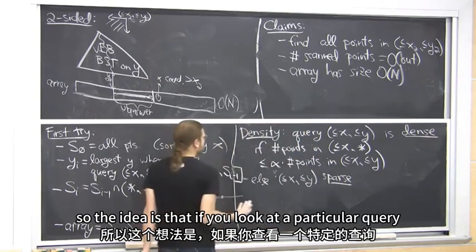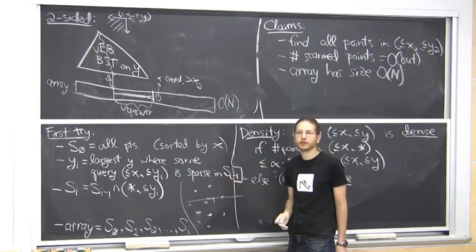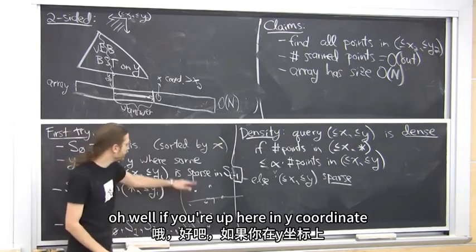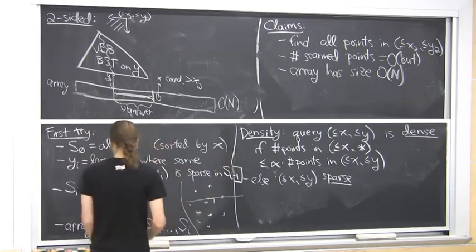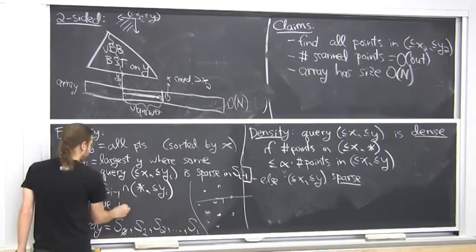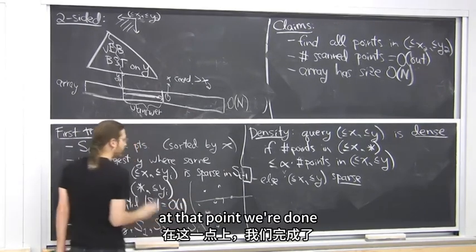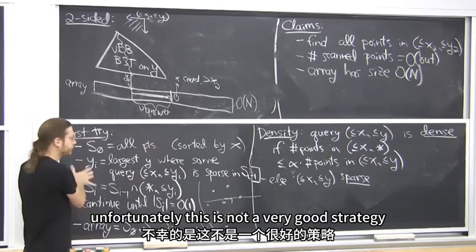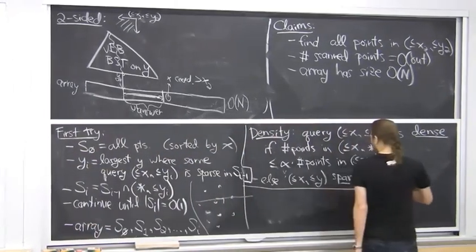So the idea is that if you look at a particular query, it will be dense in one of these Sis. And you can tell that just according to your y-coordinate. Because we said, oh well, if you're up here in y-coordinate, you're guaranteed safe. So just do that search, and you're okay. In general, we continue this process until we get to some Si that has constant size. At that point, we're done. Then we can afford to look through all the points. Unfortunately, this is not a very good strategy, but it's a first cut, and it's close to what works.